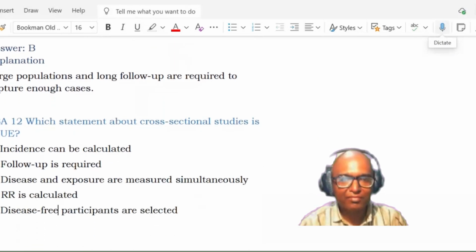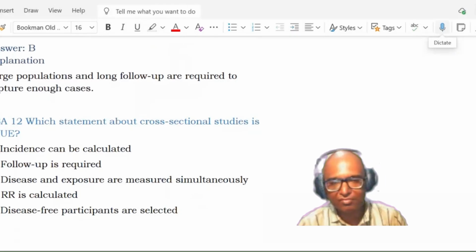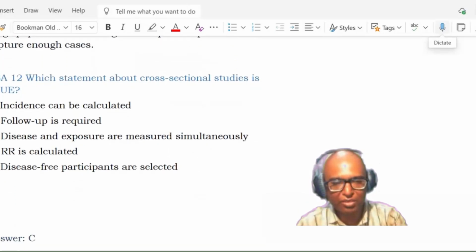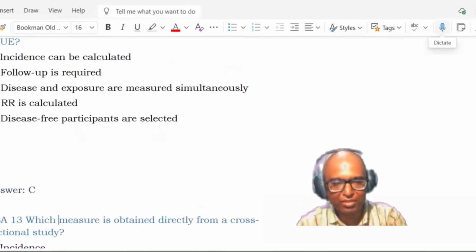Next. Question number 12. Which statement about the cross-sectional study is true? A. Incidence can be calculated. B. Follow-up is required. C. Disease and exposure are measured simultaneously. D. RR is calculated. And E. Disease-free participants are selected. So C, disease and exposures are measured simultaneously. Correct. In cross-sectional, we measure both.